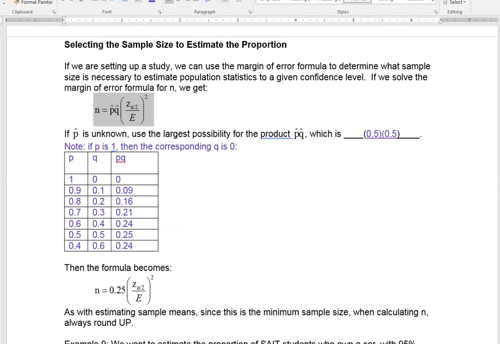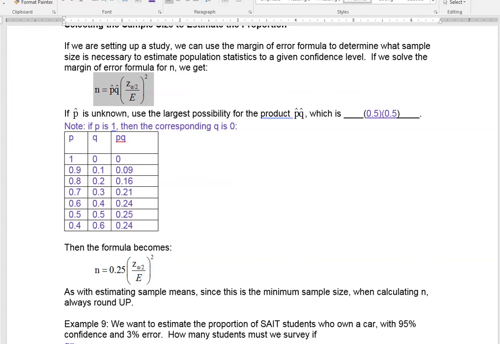So just like with estimating our sample means, this is going to give us a minimum value, so calculate n, always round up, even if you get like 0.03. You got to round it up to the next whole number, because we can't have half a thing in our sample. Okay, so looking at our next question.